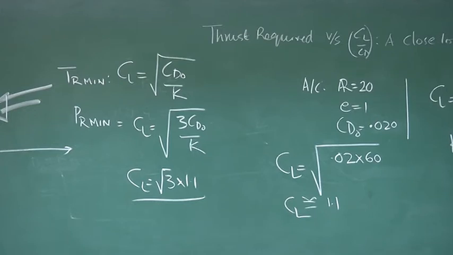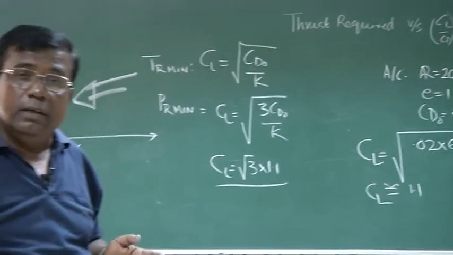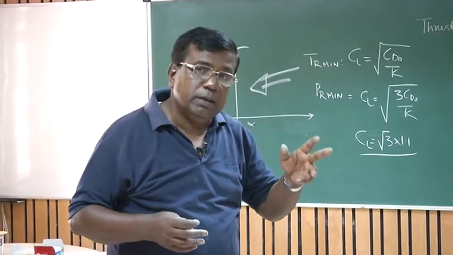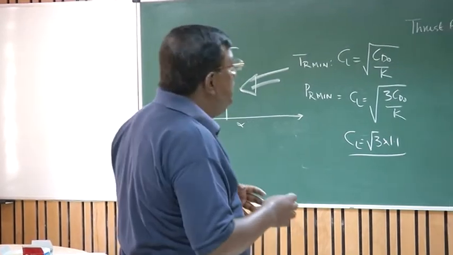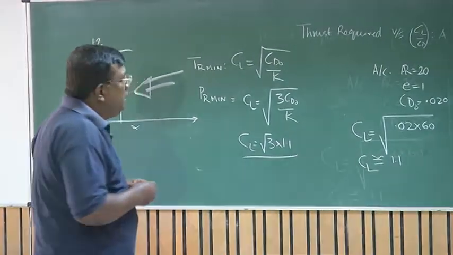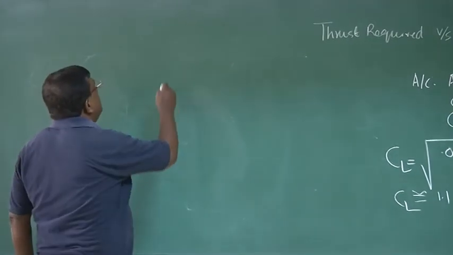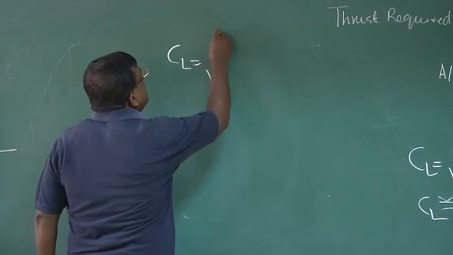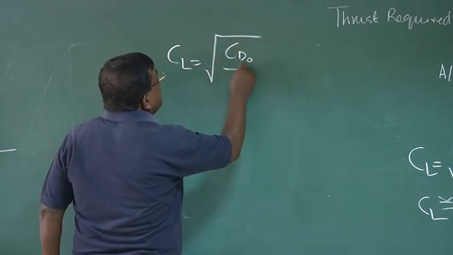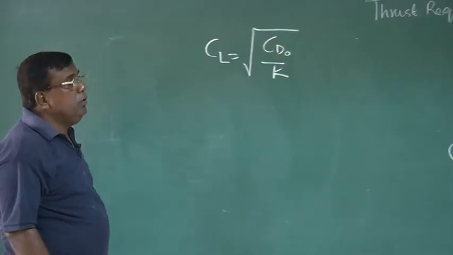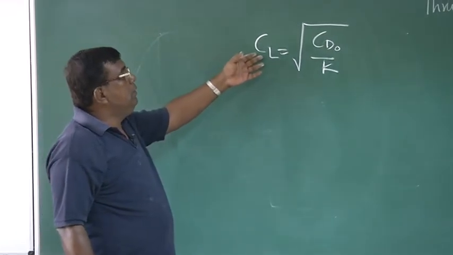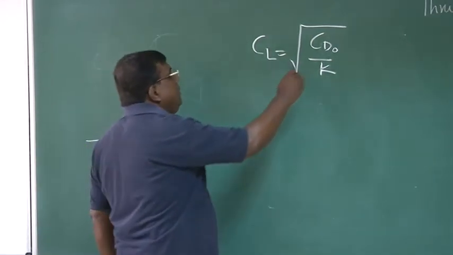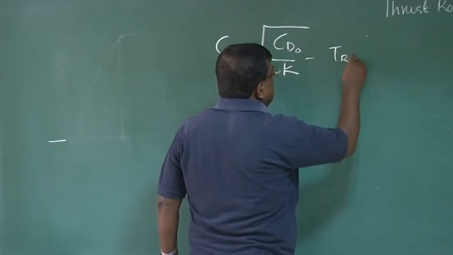So as a designer, you have to be multidimensional. You cannot go on giving maximum weightage to only one parameter, right? That is why I wanted to share this experience with you. We should also be careful to know what are the other salient features which are to be known before I talk about flying at CD naught by K, etc. This is for thrust required minimum.